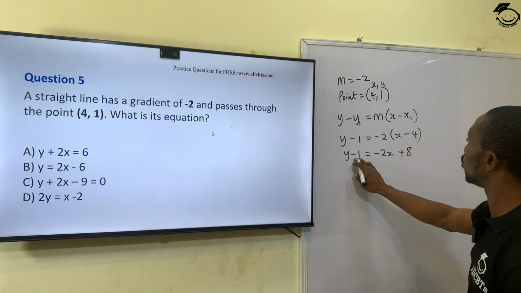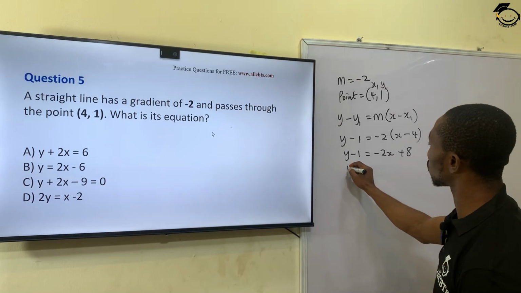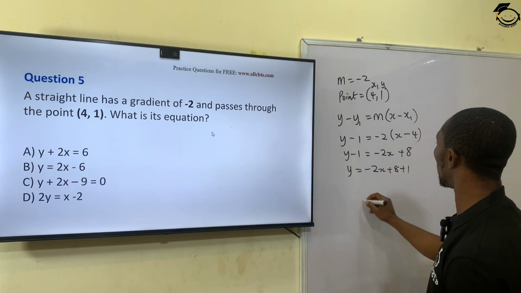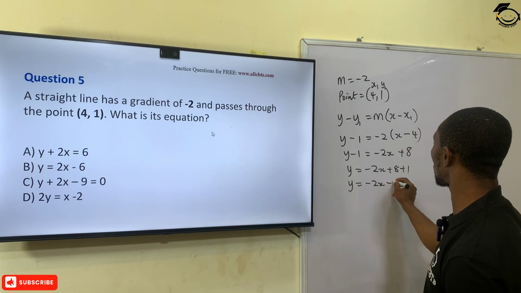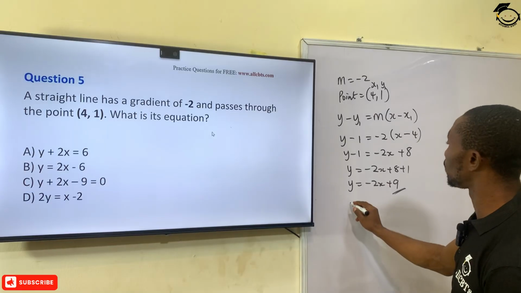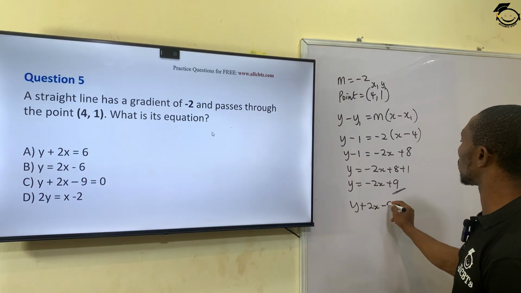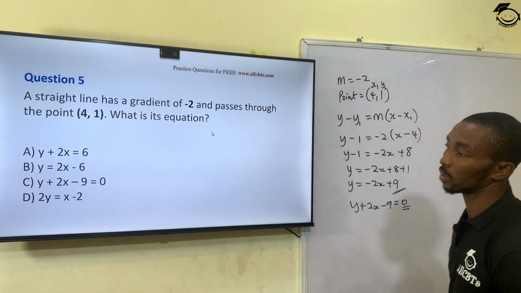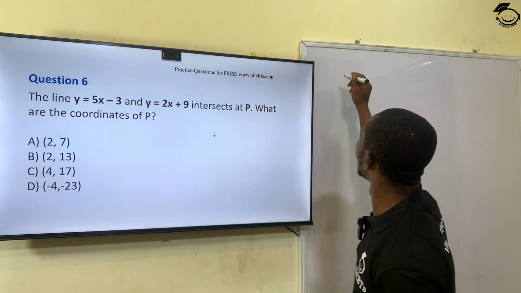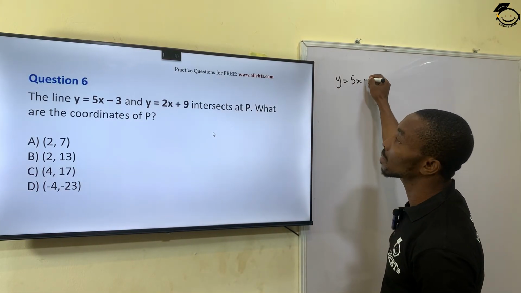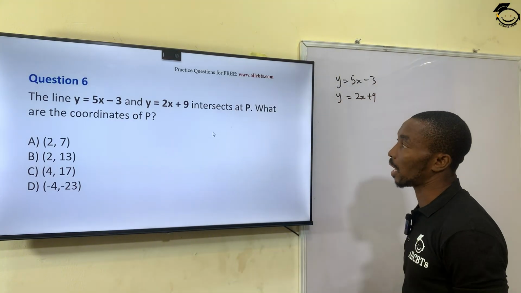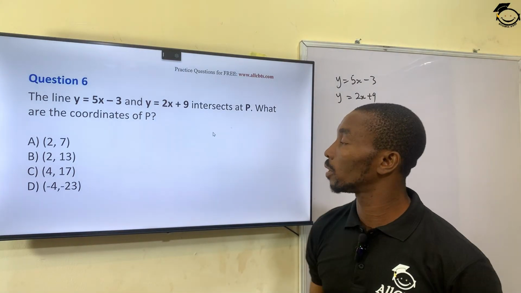So making y be alone, we add 1 to both sides. This gives us y equals -2x plus 8 plus 1, which is y equals -2x plus 9, which will form our equation. So we can rewrite this to be y plus 2x minus 9 equals 0, which will give us our option C. The lines y equals 5x minus 3 and y equals 2x plus 9 intersect at P. What are the coordinates of P?